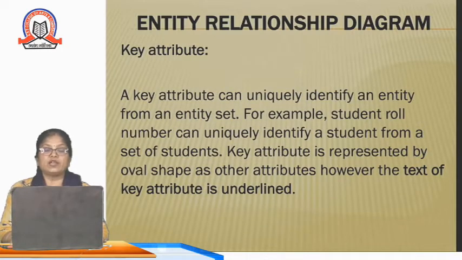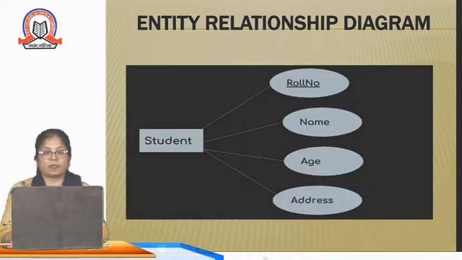Key attribute can uniquely identify an entity from an entity set. For example, student roll number can uniquely identify a student from a set of students. Key attribute is represented by oval shape as other attributes. However, the text of the key attribute is underlined. So in this example you can see roll number is the key attribute and it is represented with the text underlined.